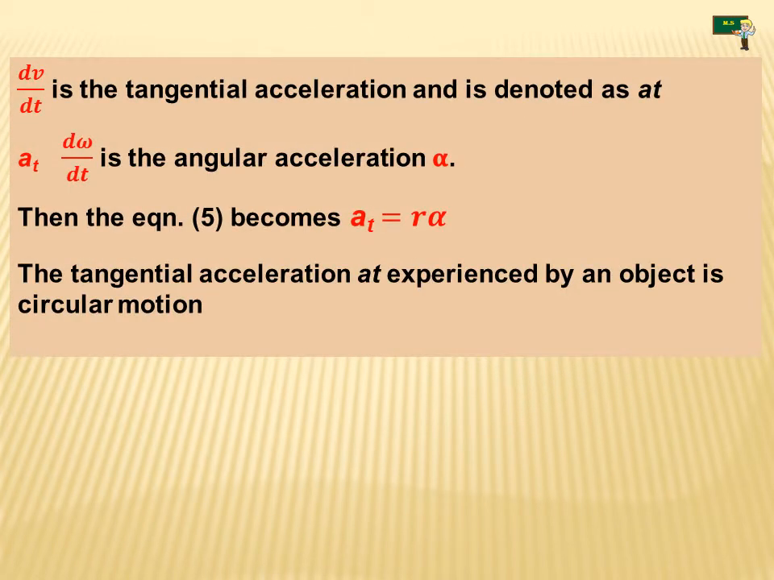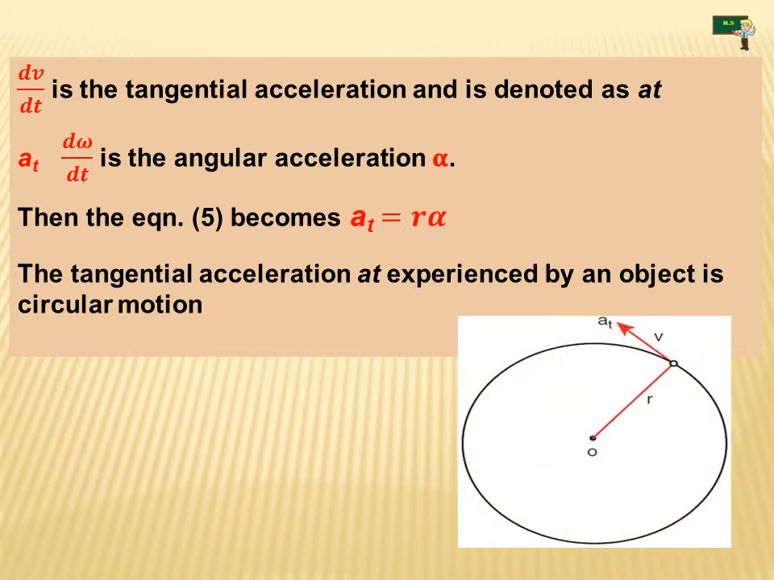dv by dt is the tangential acceleration and is denoted as a t, and d omega by dt is the angular acceleration alpha. Then the equation becomes a t is equal to r alpha. The tangential acceleration experienced by an object in circular motion.